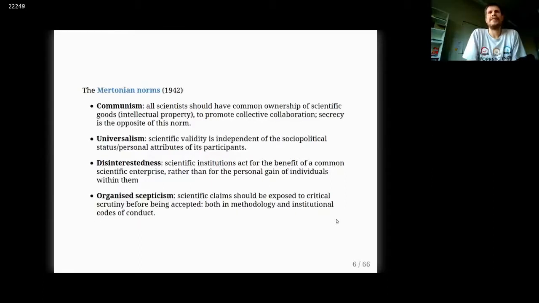Scientific institutions act for the benefit of the common scientific enterprise and not for the personal gain of individuals or the institution itself. And we should also rely on organized skepticism, right? That scientific claims should be exposed to critical scrutiny before being accepted, both in terms of methodology, of results, but also of institutional code of conduct. These principles were laid down in 1942, but to me they sound extremely, extremely modern. Keep this in mind throughout my presentation.